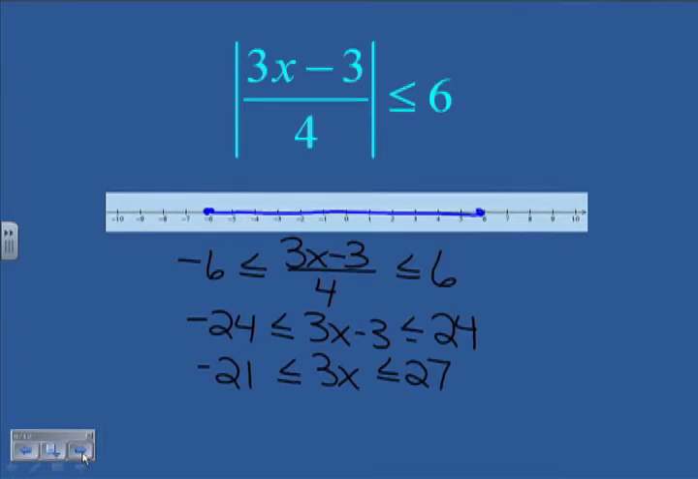Last thing, divide by that 3. And a positive 3, so keep it. Negative 7 is less than or equal to x is less than or equal to 9. And if you want the interval notation, then x is an element of the closed interval from negative 7 up to 9.